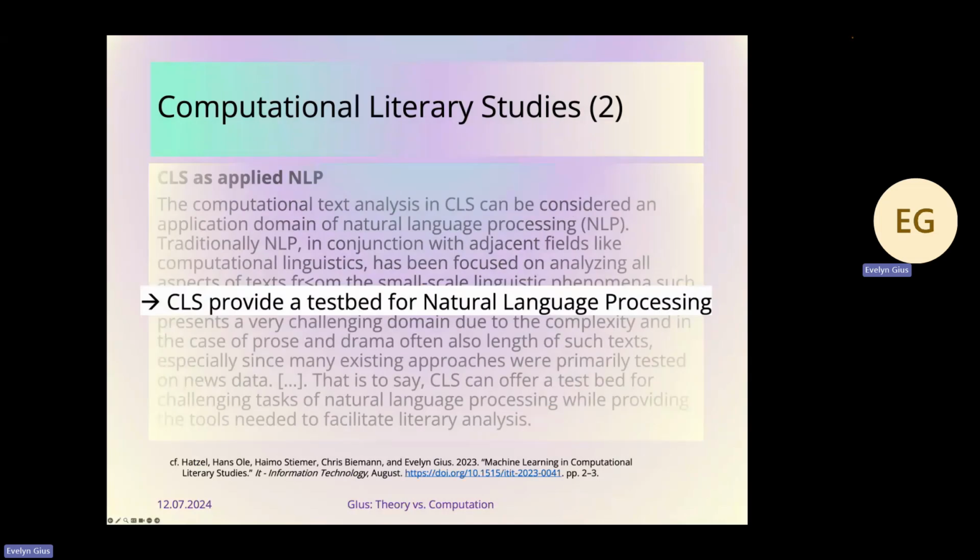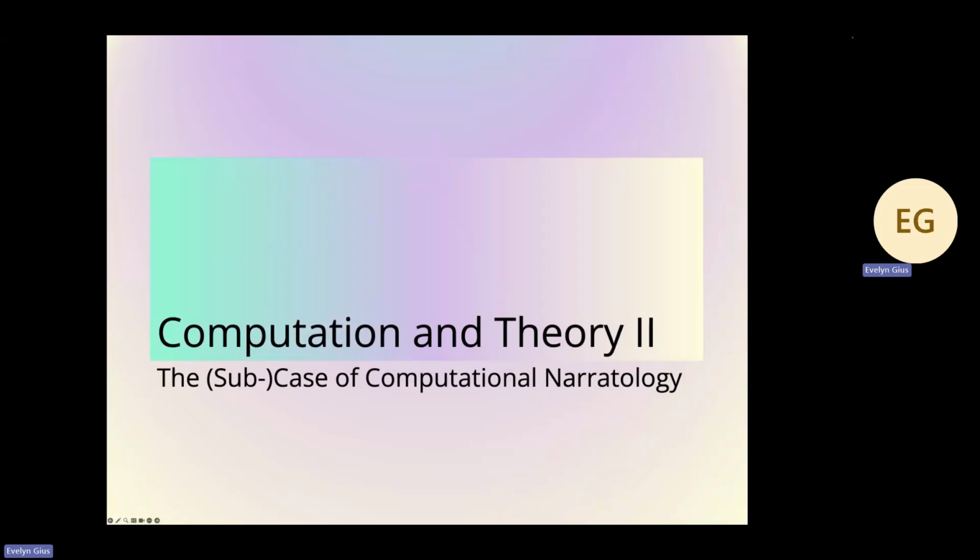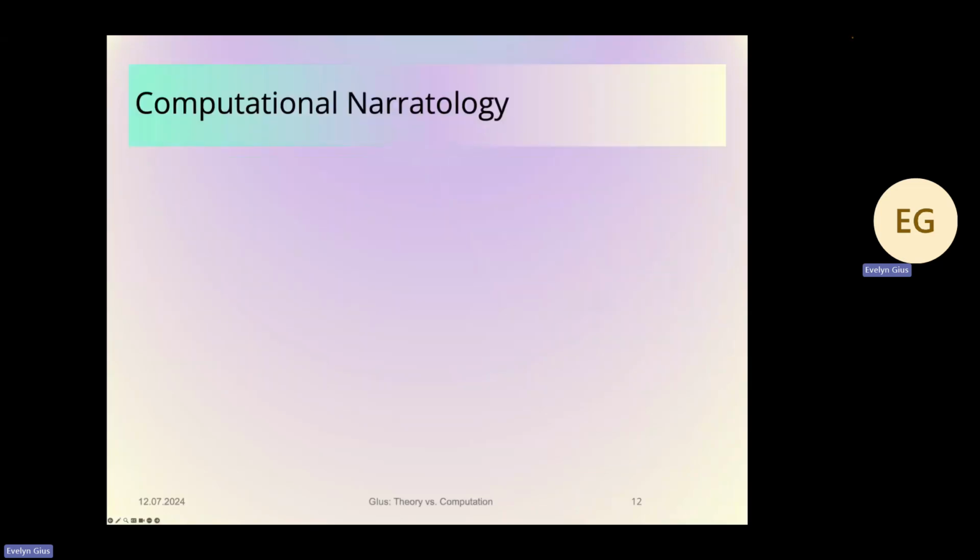Now again, the paper I was talking about before, the one with the overview about machine learning. What does this say? It says, CLS provide a test bed for natural language processing. So it's about language processing. The question is, is it computation or is it theory? What does matter in computational literary studies? Unclear. And I will try to show you what the point is, or it's maybe both, or should be both, by talking about computational narratology, which is actually my subfield of expertise. So that's narrative theory and computation, basically.